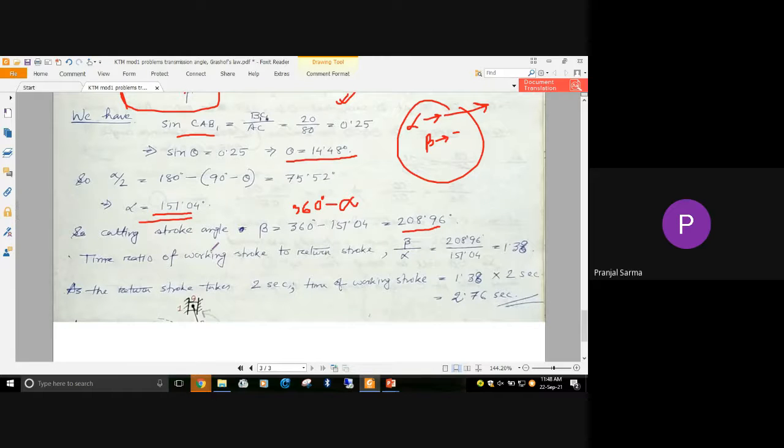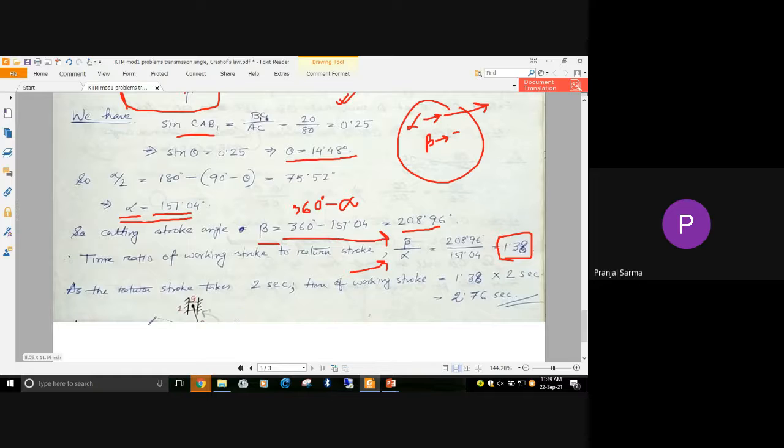Now we can take out the time ratio of working stroke to return stroke, because it will be in the same ratio as the two angles, that is the cutting stroke angle and the return stroke angle. Depending on the values of alpha and beta, you get the time ratio of working stroke to return stroke. The cutting stroke is the working stroke, so beta by alpha, which we have already got, comes to be 1.38.